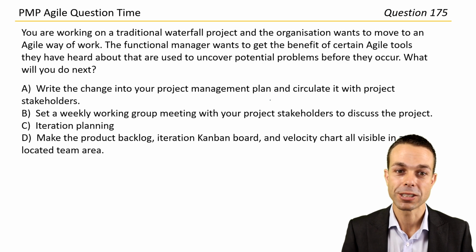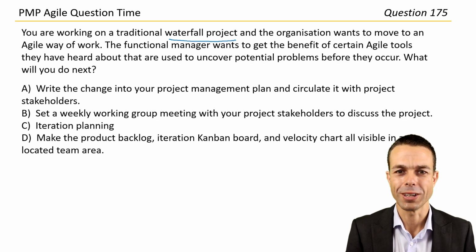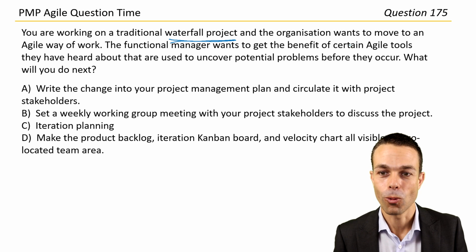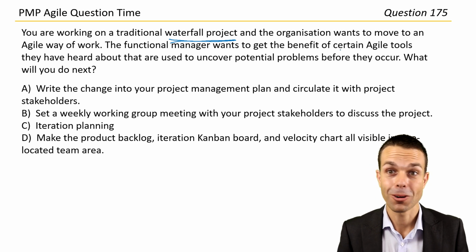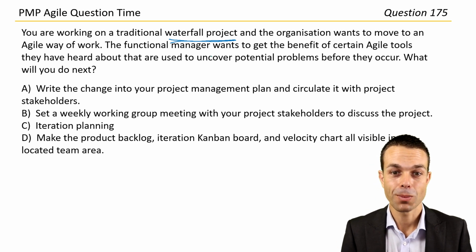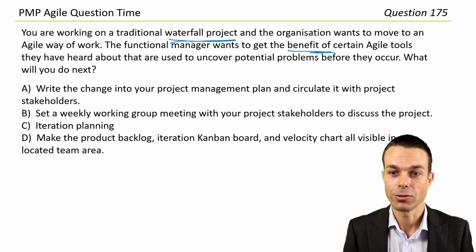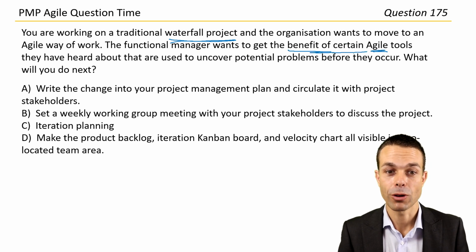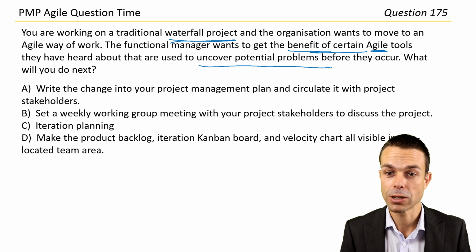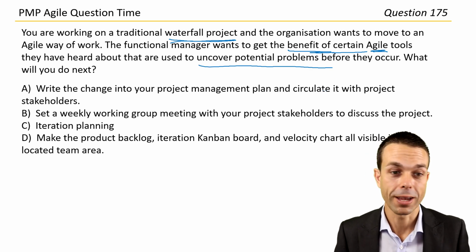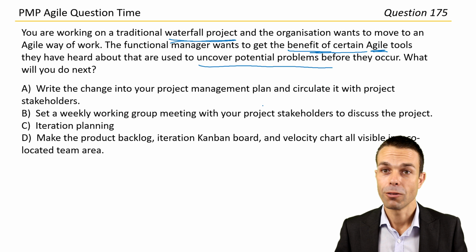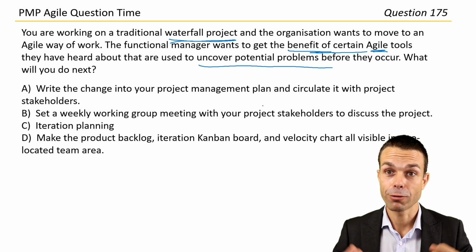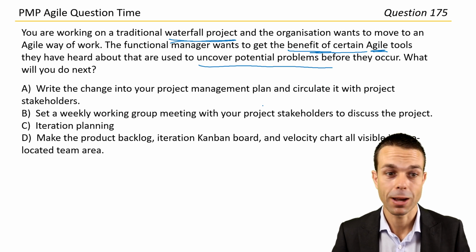You're working on a traditional waterfall project. Oh, yes. And the organization wants to move to an agile way of work. Oh, even better. The functional manager wants to get the benefit of certain agile tools that they've heard about to uncover potential problems before they occur. What will you do next? Okay, we know the things here. Visual management, asking for feedback, and all of these things that we've spoken about.